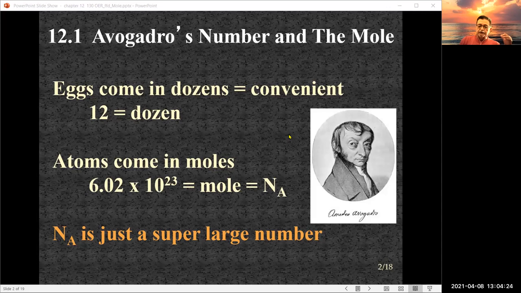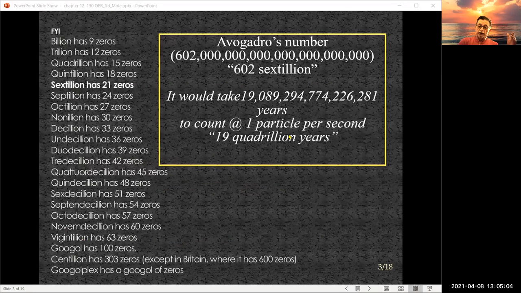This concept was brought to us by Avogadro. There's a picture of him in the bottom right corner, an interesting character. It's a very, very large number. It has a symbol, a capital N with subscript A, which represents Avogadro's number. And just like a dozen represents 12, one mole represents 6.02 times 10 to the 23rd. If you move that decimal point over from 6.02 over 23 times, it gives you an idea how big that number is. It is humongous.